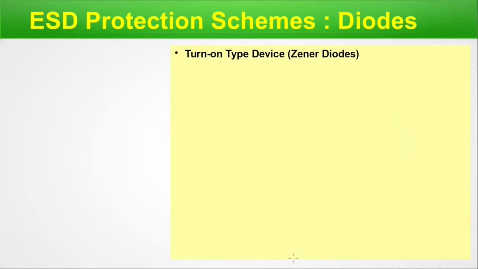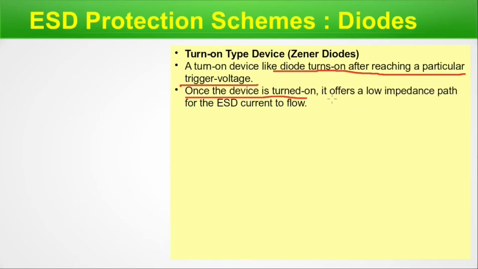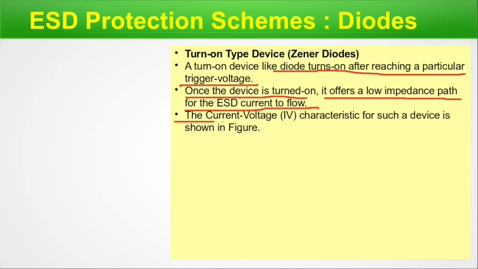Turn-on type device, that is the Zener diode. A turn-on type device like a Zener diode turns on after reaching a particular triggering voltage. Once the device is turned on, it offers a low impedance path for the ESD current to flow. The current voltage characteristics for such a device is shown in the figure.